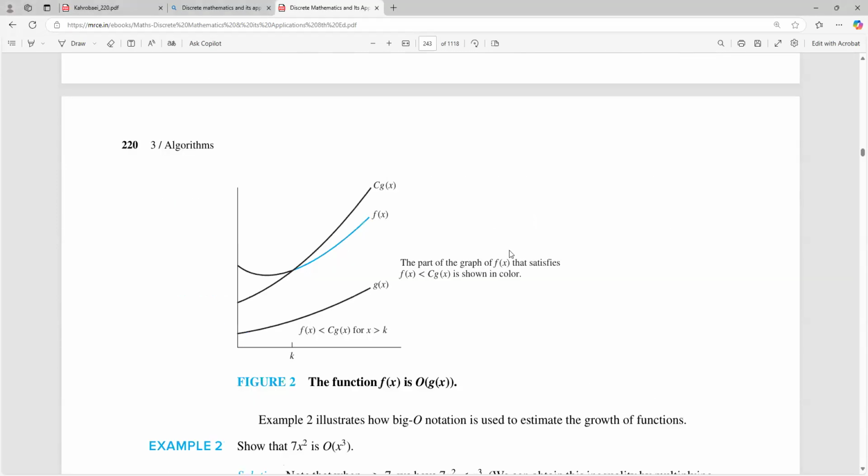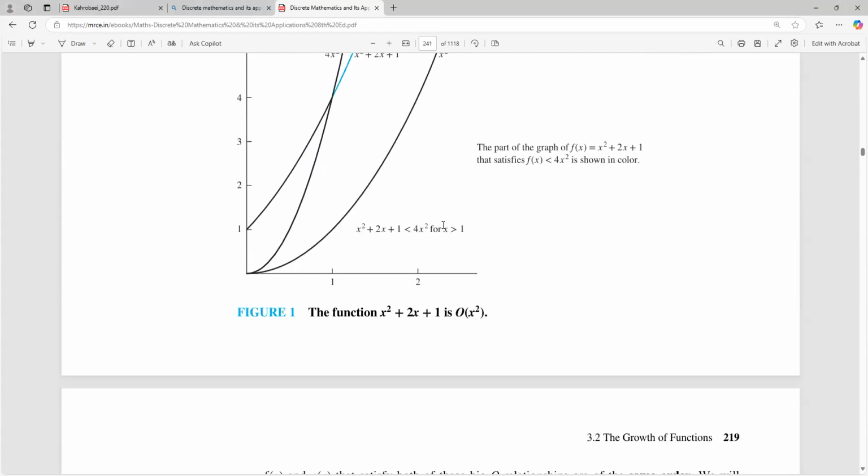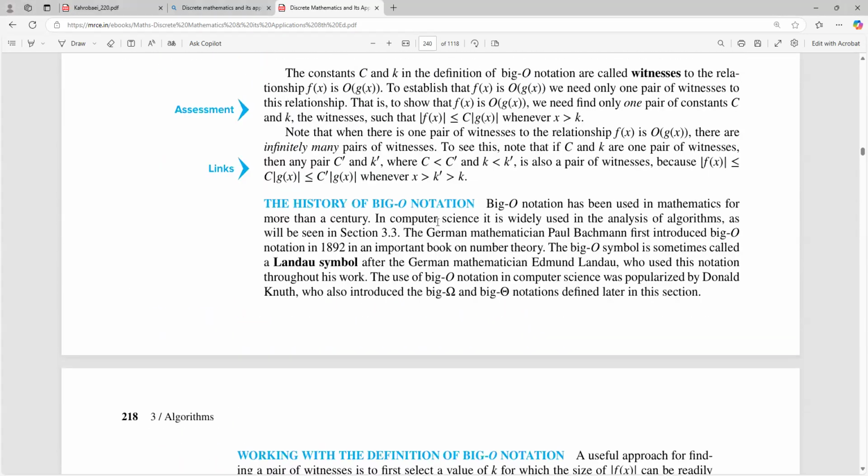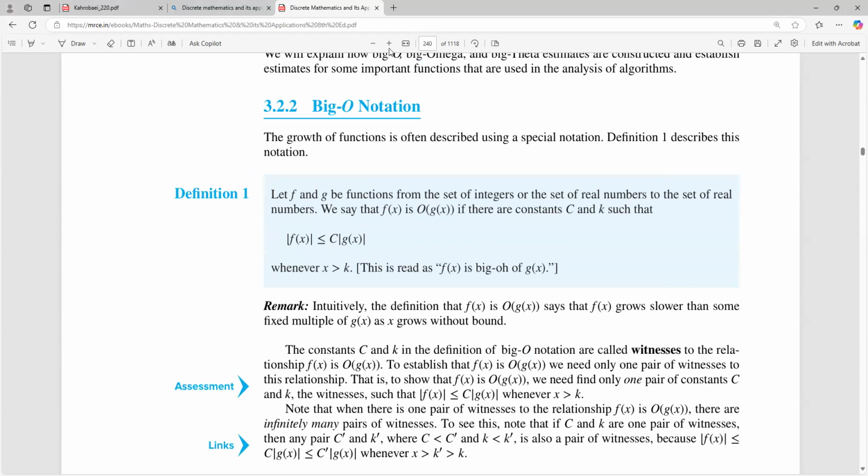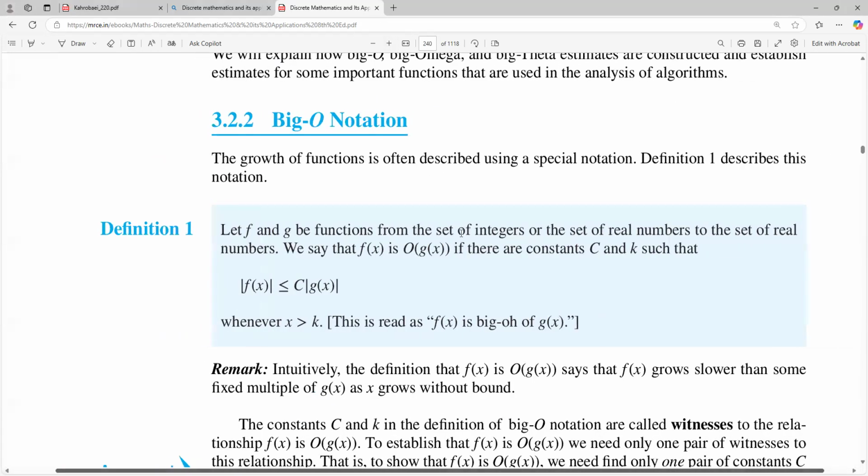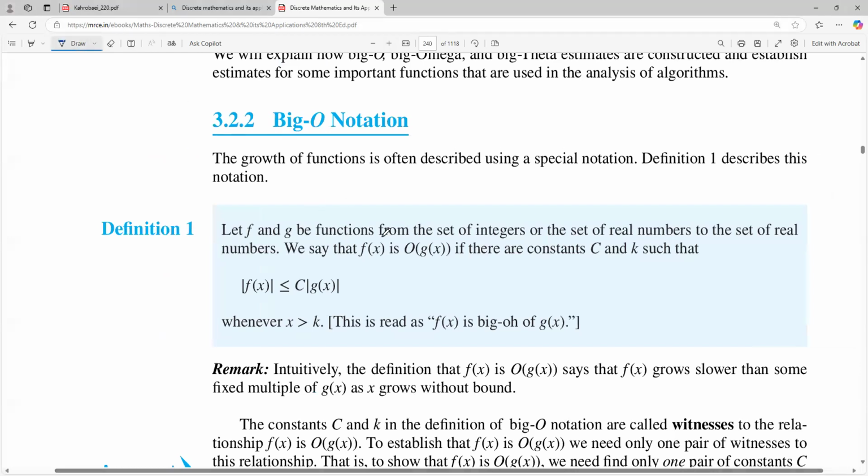So let's scroll up and show big O notation right here. The whole idea of big O notation is that we want to bound some function. We're given a function f of x, and we say that it's big O of g of x if we can find some constant c such that c times g of x is always going to be greater than f of x whenever x is greater than k. You might see k written as x0, a starting x value. So this is just an upper bound.